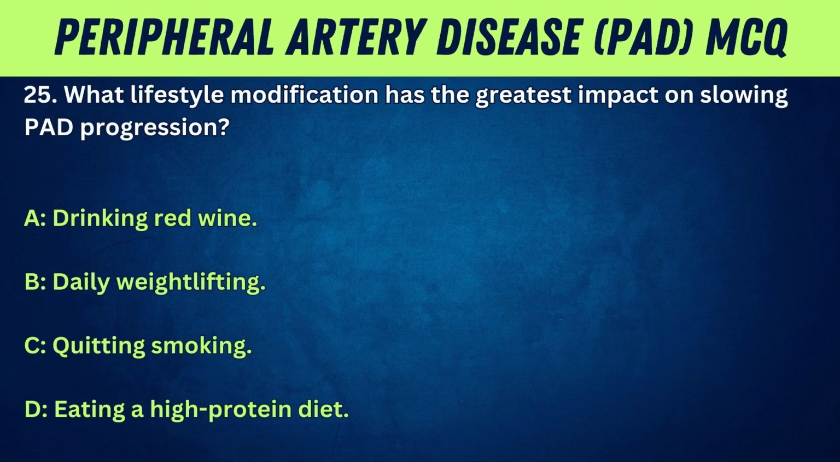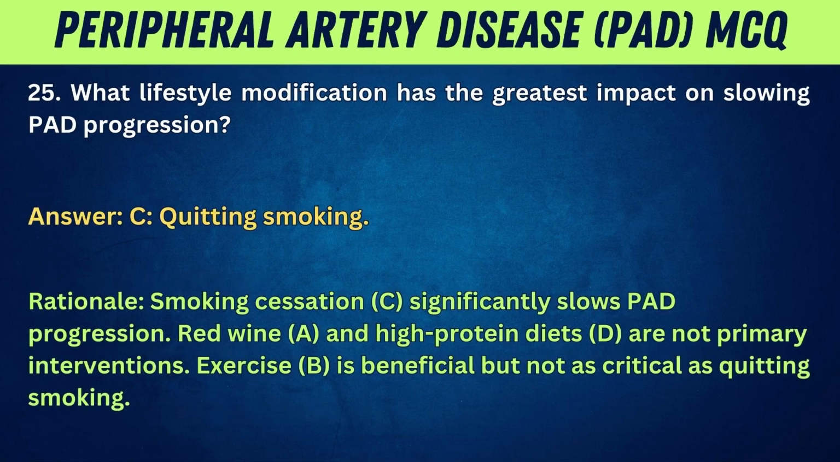25. What lifestyle modification has the greatest impact on slowing PAD progression? A. Drinking red wine. B. Daily weightlifting. C. Quitting smoking. D. Eating a high-protein diet. Answer: C. Quitting smoking. Rationale: Smoking cessation, C, significantly slows PAD progression. Red wine, A, and high-protein diets, D, are not primary interventions. Exercise, B, is beneficial but not as critical as quitting smoking.